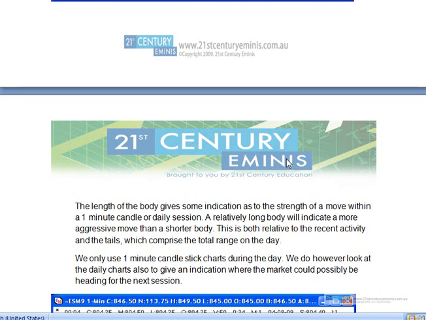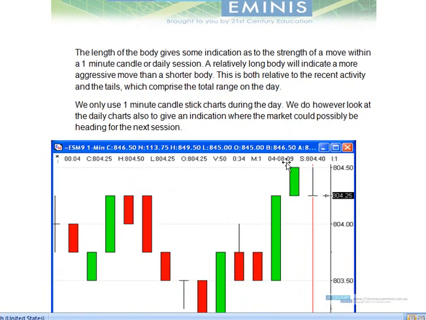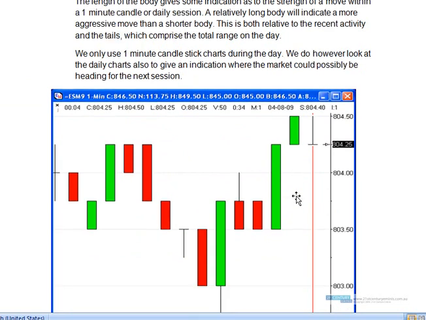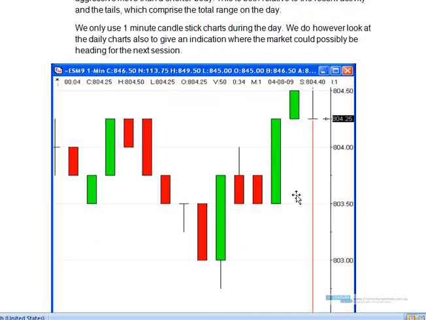Now if you move down here, the length of the body gives us an indication of the strength of the move within the 1 minute candle or daily session. So we use 1 minute candlestick charts during the day, guys. I don't use anything else. We do, however, look at the daily charts to give us an indication where the market could possibly be heading for the next session. And before the market opens, we go through where the market could be going.